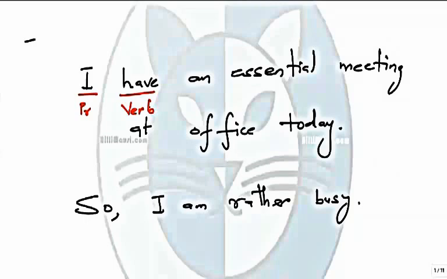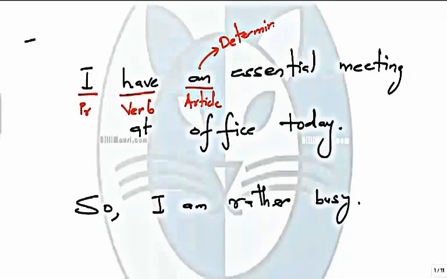Let's move on to the next word, that is an. In many of yours, whatever you have written, you must have written article, which is fairly correct. But in our modern grammar, we also write it as a determiner. What is a determiner? Well, we will again come back to this question. Essential, the next word. Meeting, the word next to it. Meeting is your noun.